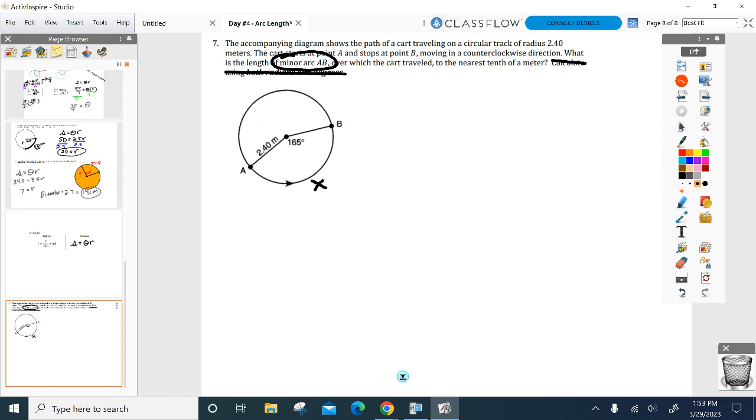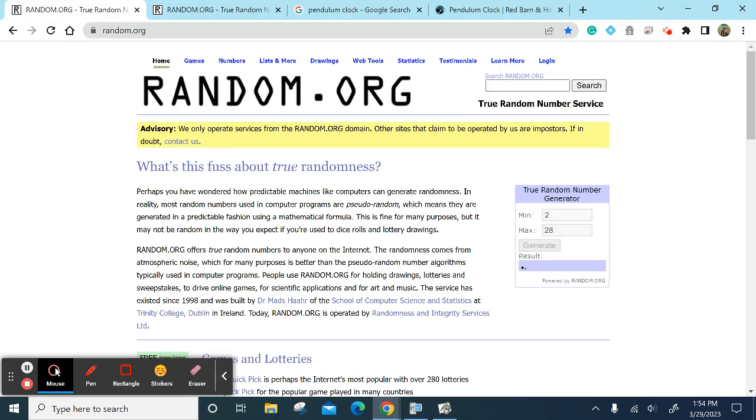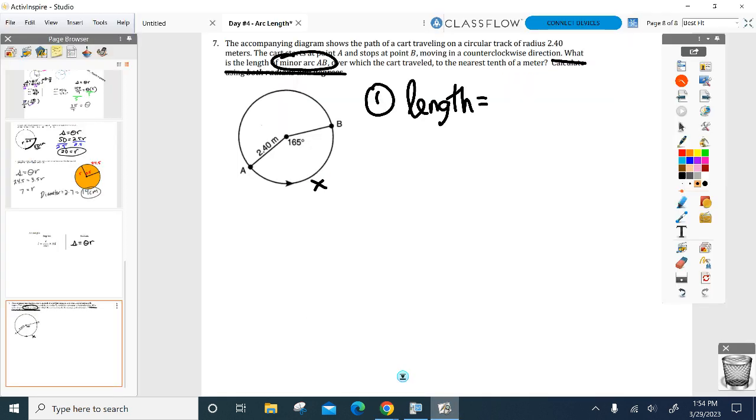So what's my angle in right now? So let's use the degree formula first, all right? So the length is going to be equal to, here you go. This is our day 2 formula using degrees. Help me out. 165 over 360 times pi times diameter.